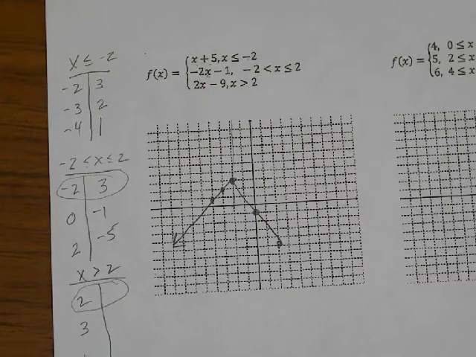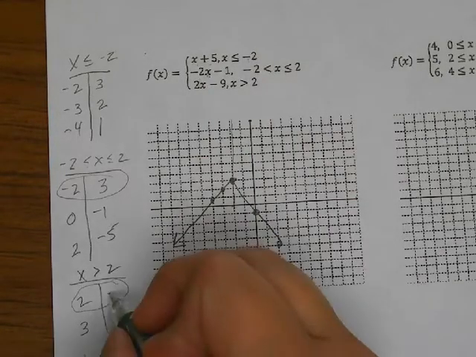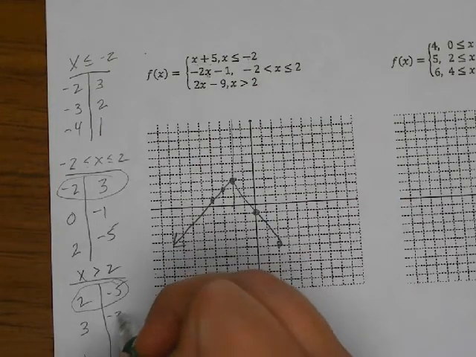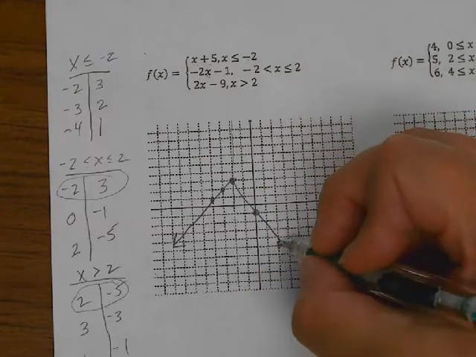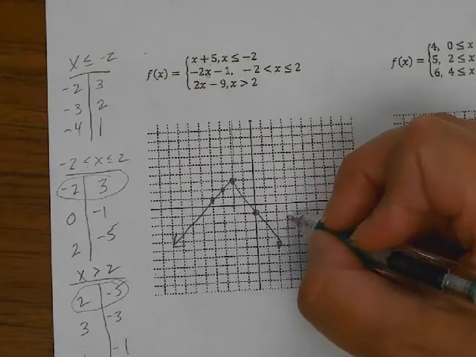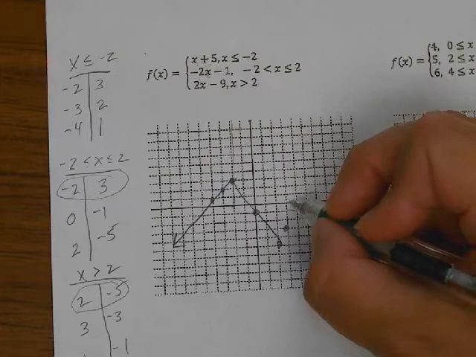The last one, I put 2 in, so I get negative 5, negative 3, and negative 1. So at 2, I'm at negative 5, I already have a point there. At 3, negative 3, and at 4, negative 1.